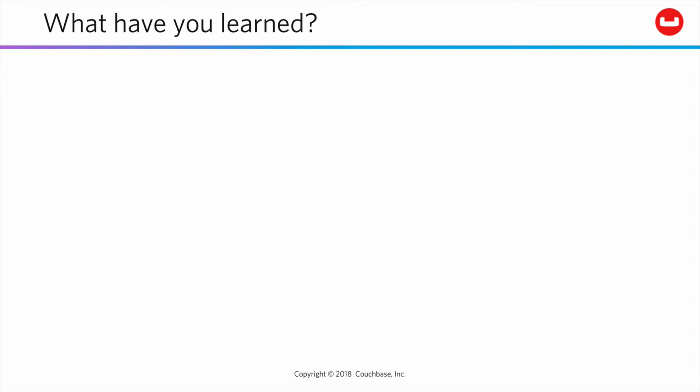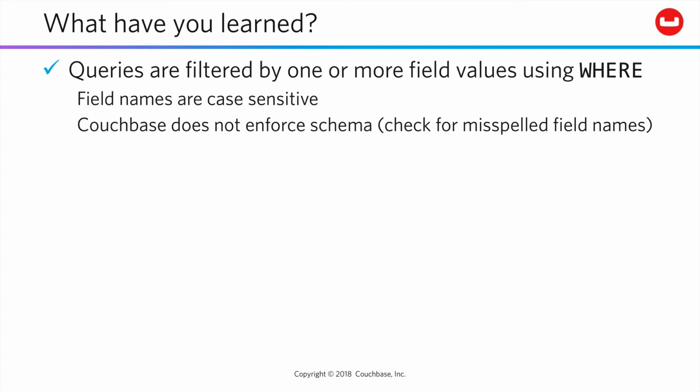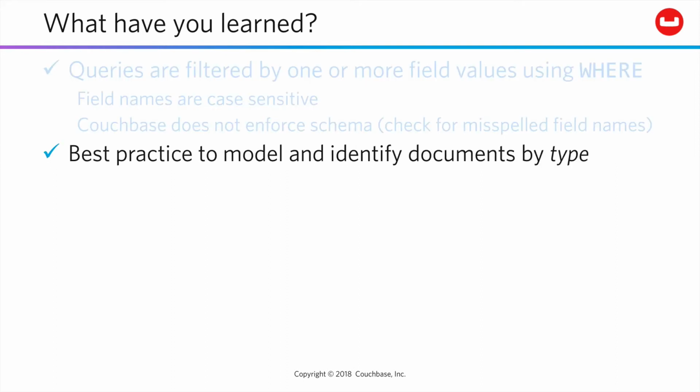So what have you learned? Queries are filtered using where clauses, just as with SQL. Field names are case sensitive, just as column names are for most relational databases. But because Couchbase, by design, does not slow down your queries with schema enforcement, we assume you know what you're doing and that you want this flexibility. You do need to get your spelling right. As we've seen, a set of commonly typed documents are the functional equivalent of a table. So it's a best practice to add a type field to your documents.